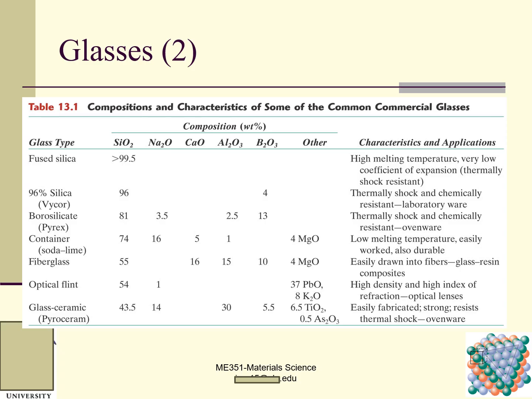And this is the second slide. This shows the compositions and characteristics of some of the common commercial glasses: fused silica, 96% silica, borosilicate, container soda lime, fiberglass, optical flint, and glass ceramic. You can see they have different compositions, characteristics, and applications for each of these glasses. Any questions regarding this slide?